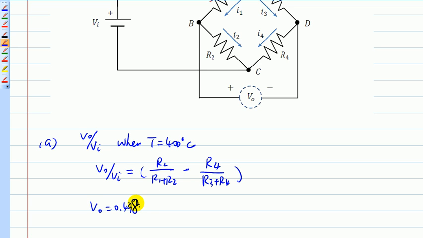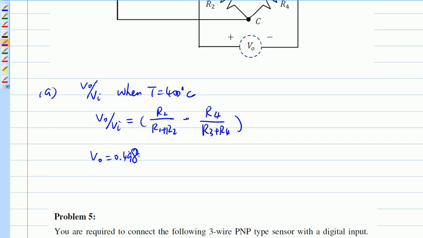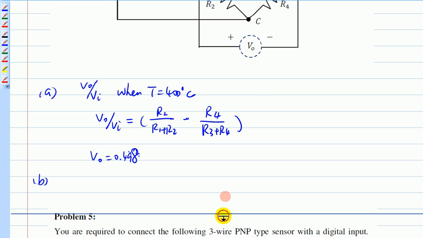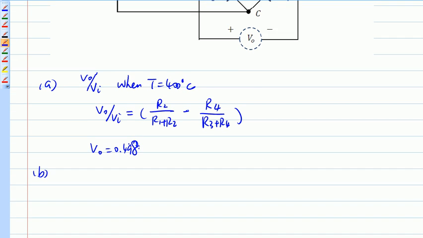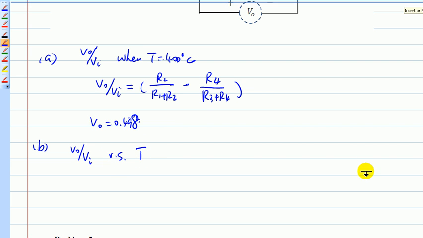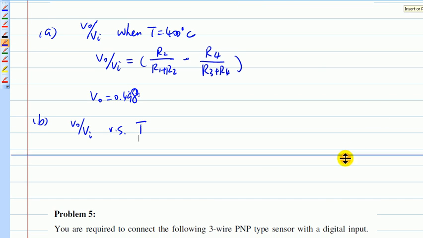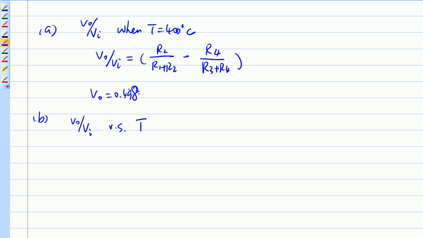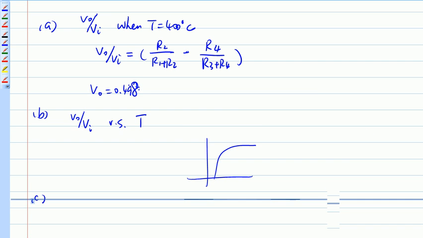So that's part A, and part B is an Excel exercise. You need to practice this based on the template that I gave you for this part. All I need is for you to draw VO over VI versus T. So you'll get basically the response of this system at different temperatures. You should get something like that. So that's good, and let's look at part C.